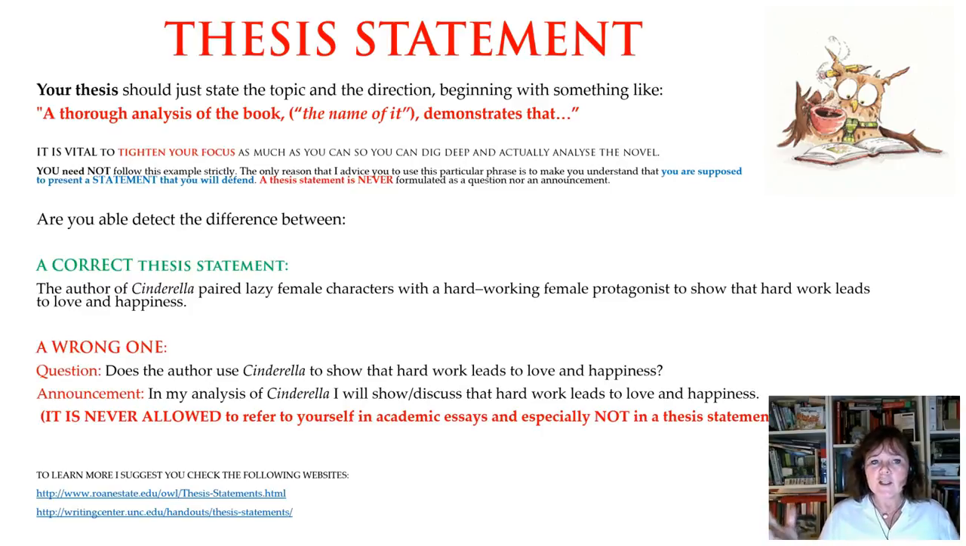But this is just a suggestion, remember that, as you saw with the dollhouse. It is vital that you tighten your focus as much as you can, because that way you can dig deep into the novel and really analyze it. Instead of talking about many things, focus on one single thing.